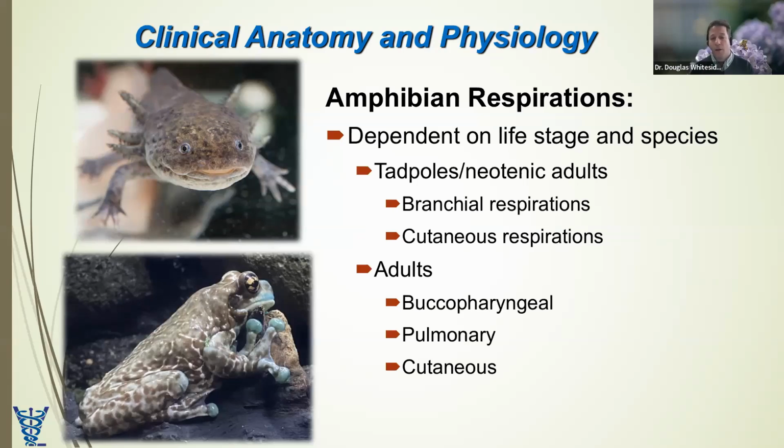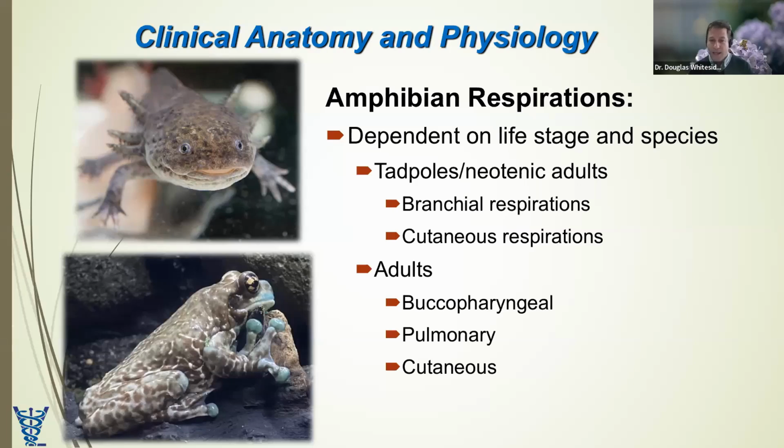And then all of them, either the tadpoles or the neotenic adults, will also use cutaneous respiration to facilitate gas exchange across their skin. With our adult species, they use a variety of different forms. The first one is called the buccopharyngeal respiratory pump, or the gular pump. This is the most effective way that they can pull in oxygen and have some oxygen exchange across the moist mucous membranes found within their oral and pharyngeal cavities. But then a lot of that air will be pushed into the lungs as well. And so pulmonary gas exchange is incredibly important in amphibians that are awake.